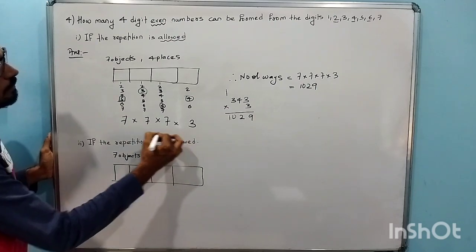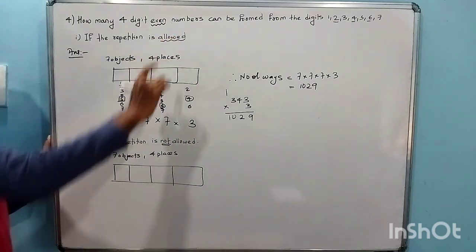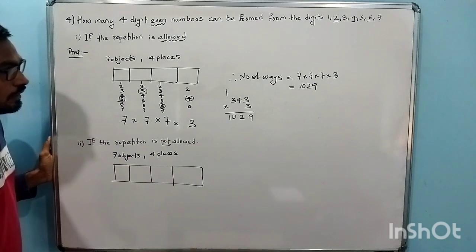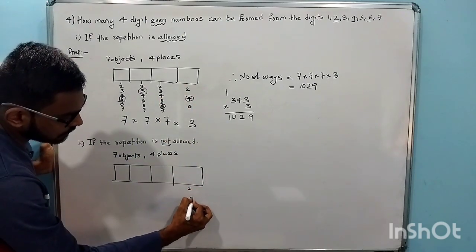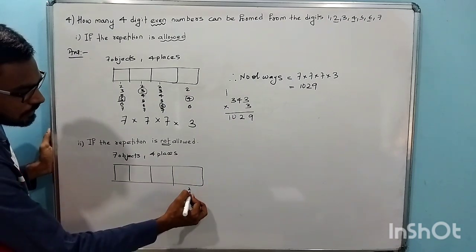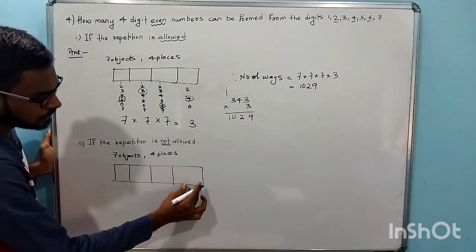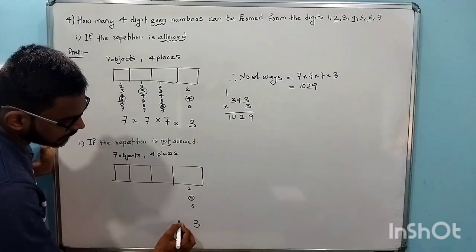Second, if the repetition is not allowed. Here the repetition was allowed, here the repetition is not allowed now. So first I'll fill the last place: 2, 4, 6. Any one out of this. For example, I have selected 4. So since I have 3 choices, I'll write 3 here.